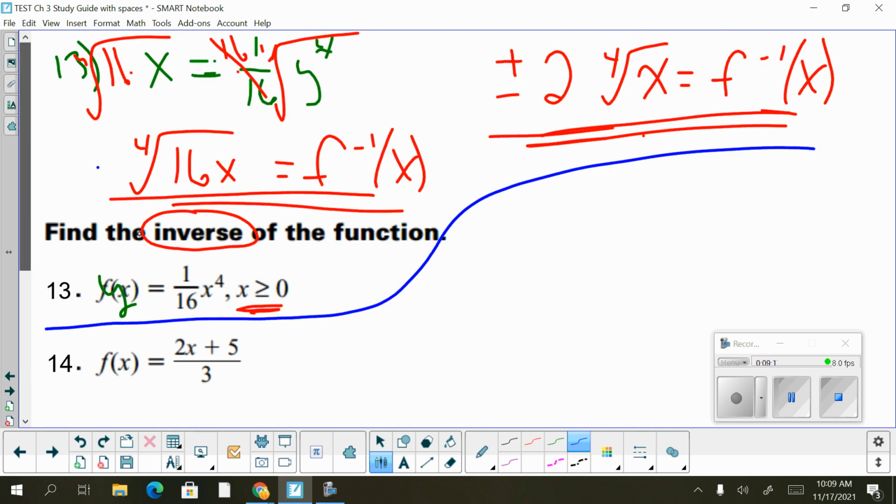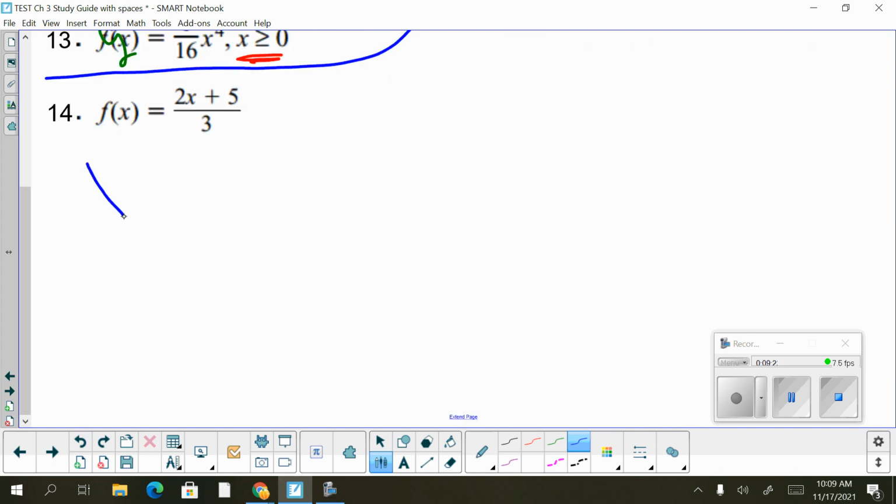Switch the x and y. Oh no, must have bumped something. Switch the x and y. So this is now an x because that was our y, and this is now a y.